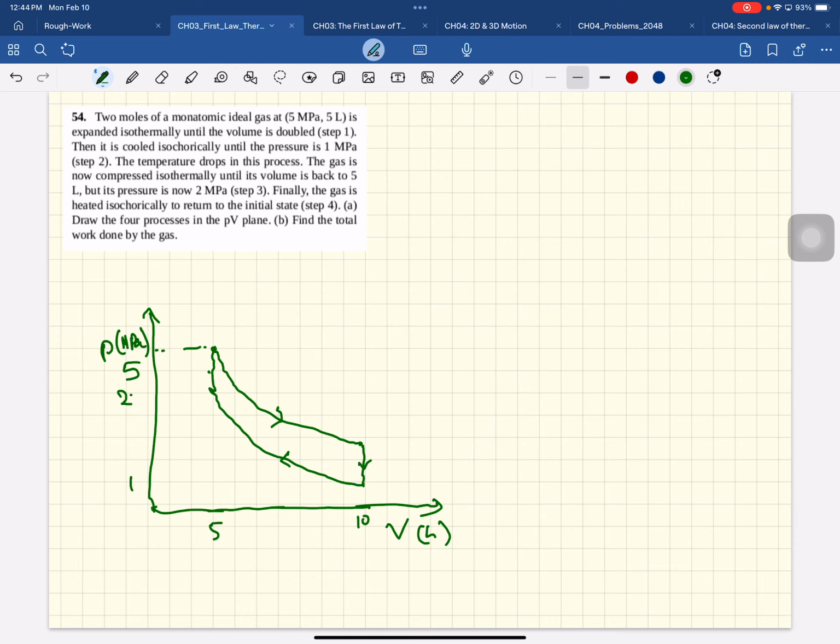To the initial state. Draw the 4 processes in the PV diagram. Find the total work done by the gas. What is the total work done by the gas? See, there's no work done during that isochoric process. The total work done is the area under this curve minus the area under this curve. The total work done in this cyclic process is this area. Why is this work negative?